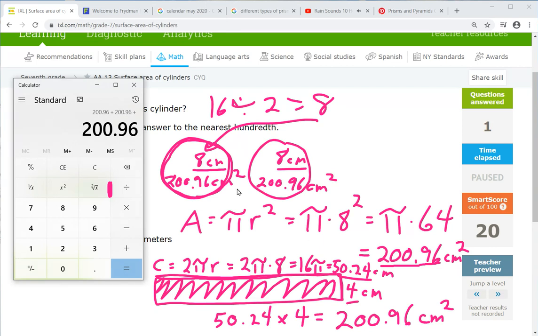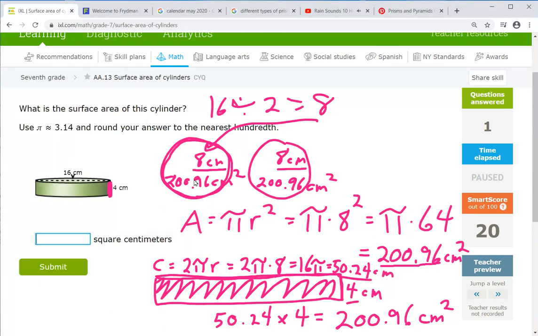In general, 2 of them will be the same, because the 2 bases of the cylinder would be the same, but the area of the rectangle would in general not be the same as the area of the bases. So we're going to get 602.88 square centimeters.